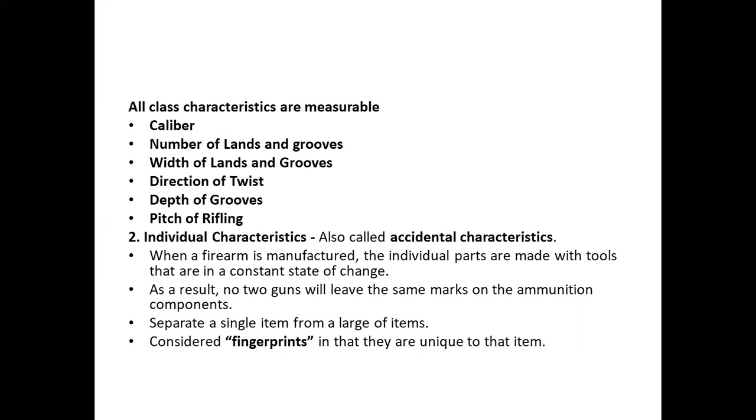This is also called accidental characteristics. When a firearm is manufactured, the individual parts are made with tools that are in a constant state of change. As a result, no two guns will leave the same marks on the ammunition components. Separate a single item from a large item. Consider fingerprints in that they are unique to that item.